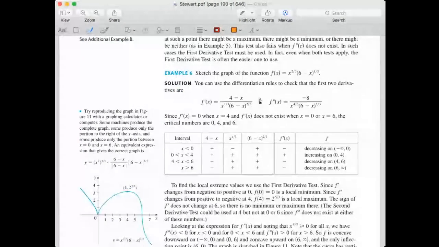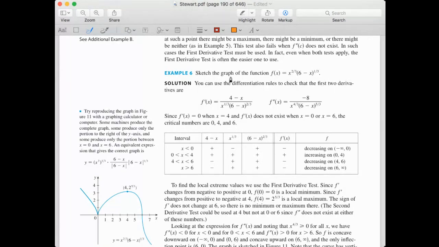Let's see example 6. Sketch the graph for this function. So I have the function defined as x raised by 2 over 3, so basically this is the cubic root of x squared. When we have a fraction exponent, the numerator is the power, the denominator is the index, right? Square root of x, the index is 2. Cubic root of x, the index is 3. So x raised by 2 over 3 times 6 minus x raised by 1 over 3. The 1 over 3 exponent is the same as the cubic root of 6 minus x.